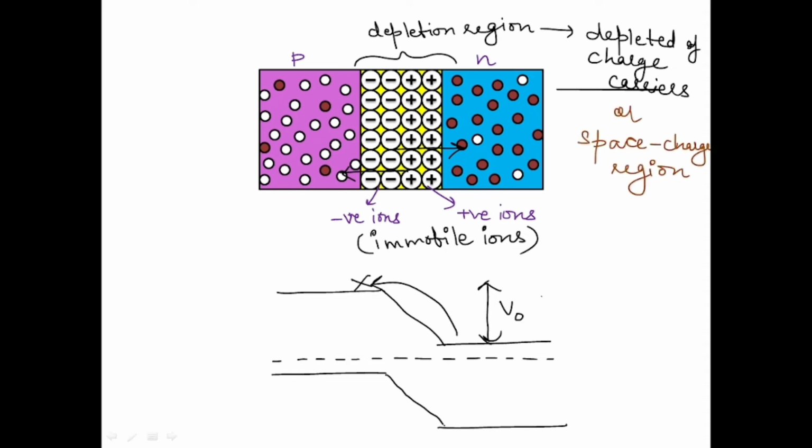This V naught is a typical value, equal to 0.7 for silicon and 0.3 for germanium. Only when some external supply is applied which will overcome this potential will any further movement of electrons or holes, these carriers, be allowed.